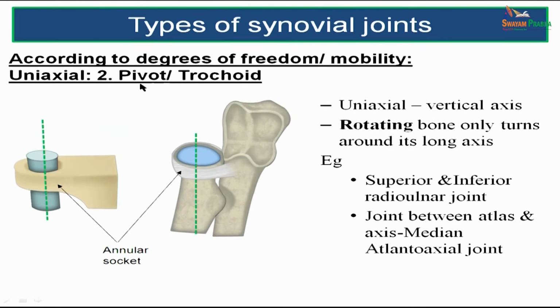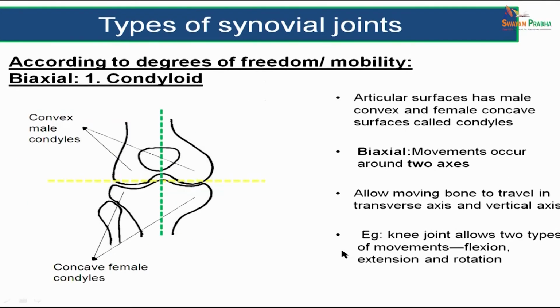The second type of uniaxial joint is a pivot joint or a trochoid joint. Here again the movement is in one axis only, but it is a vertical axis. So, the bone rotates along the long axis. Example, the superior and inferior radio-ulnar joint, and the joint between atlas and axis, which is the median atlantoaxial joint.